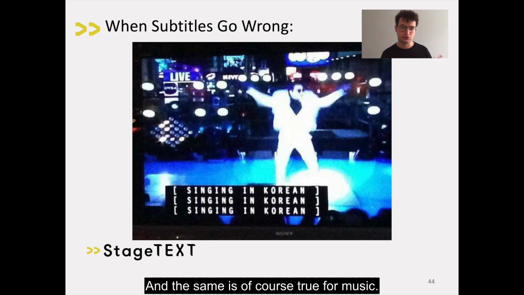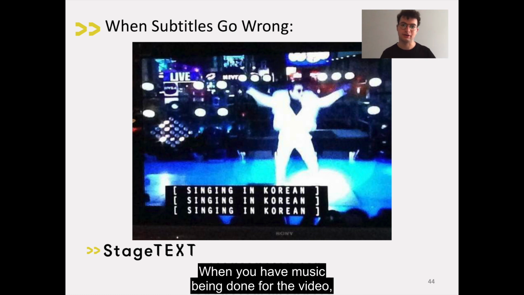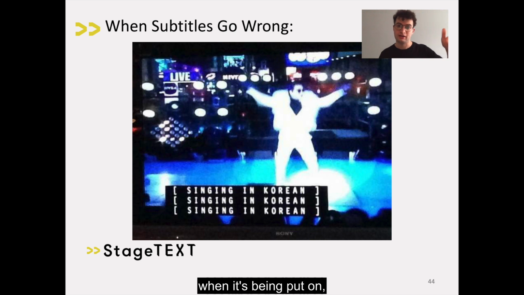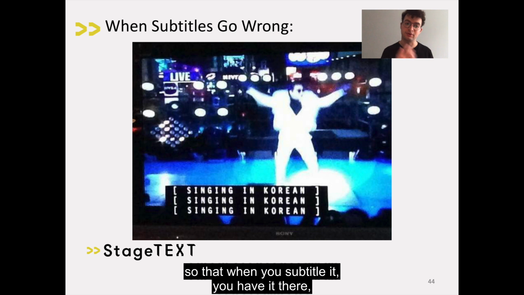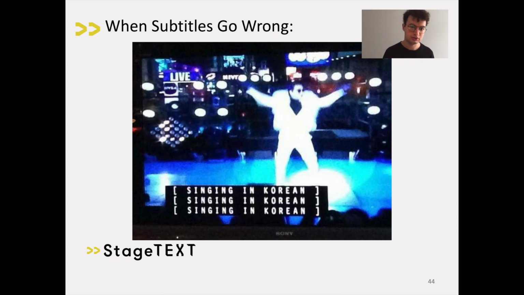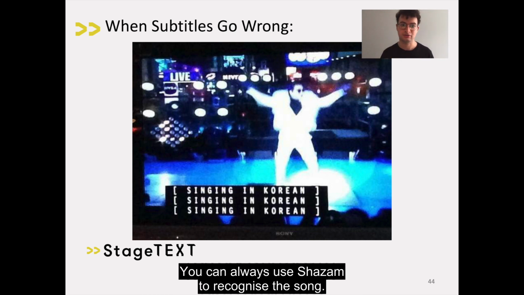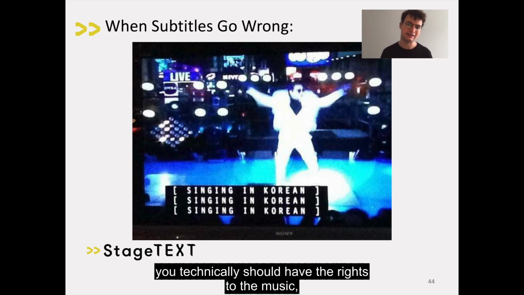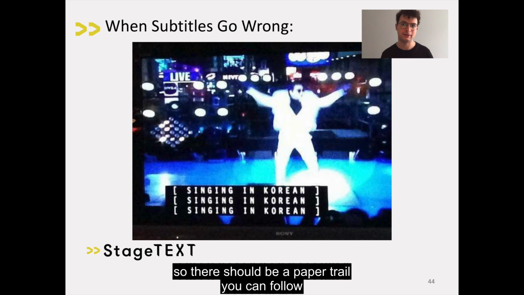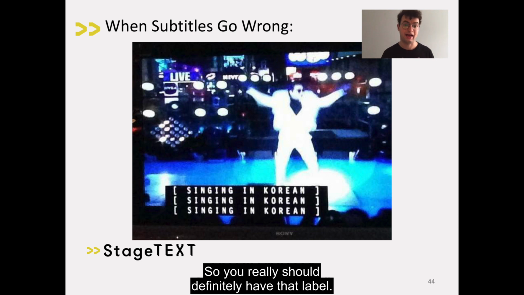And the same is of course true for music. If you have music being done for the video, when it's being put on, note down what the song is, note down what the artist is, so that when you subtitle it, you have it there, so that that information is not lost. If you haven't done that, there is Shazam. You can always use Shazam to recognize the song. Otherwise, if you're using music in the video, you technically should have the rights to the music, so there should be a paper trail that you can follow to get the name and the artist of the music. So you really should definitely have that label.